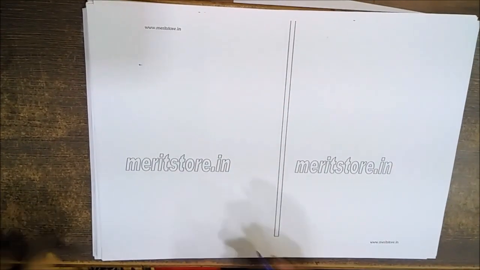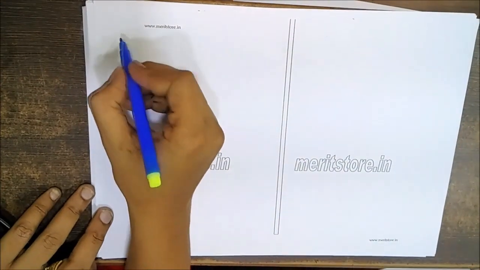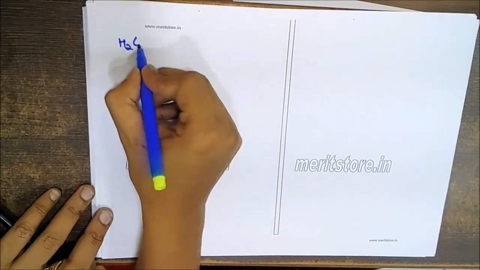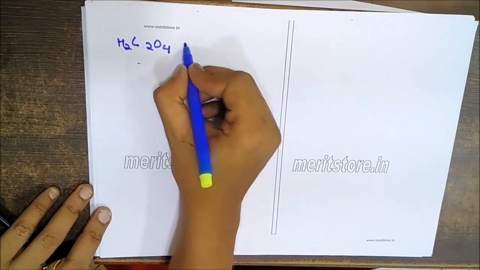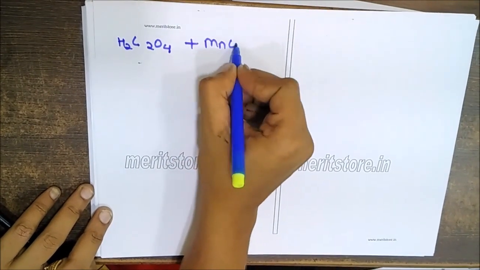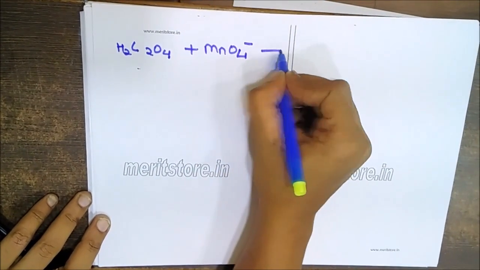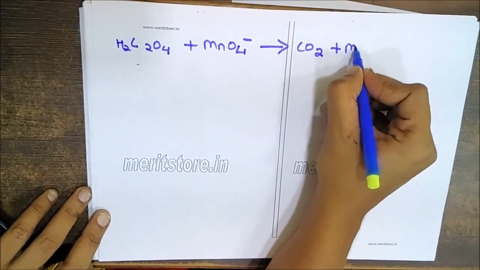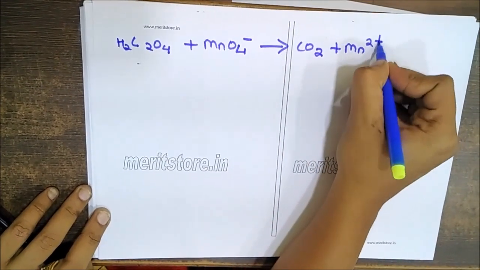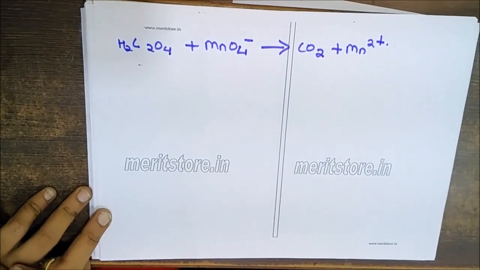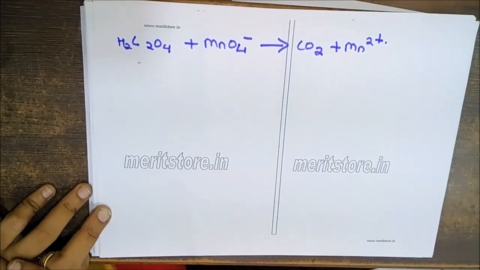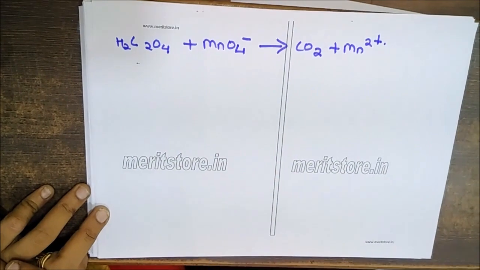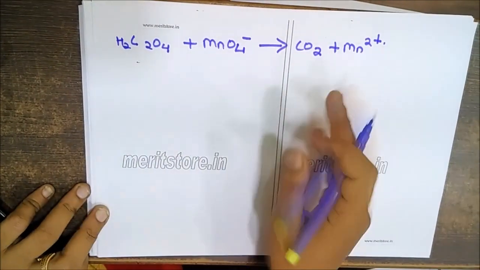Your next example says that this reaction is occurring in acidic medium. So H2C2O4 plus MnO4 minus forming CO2 plus Mn 2 plus. Again, recollect, the first step says that you have to write the entire unbalanced equation. So this reaction is unbalanced.